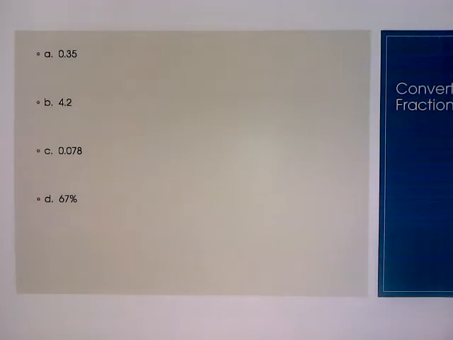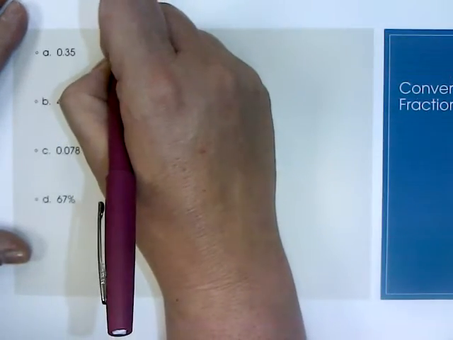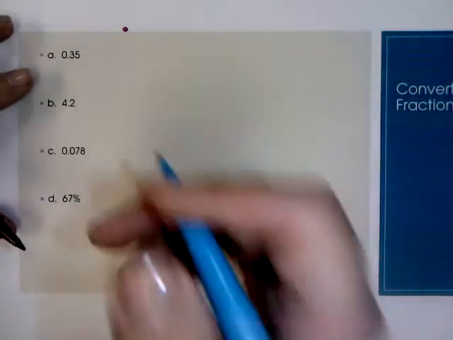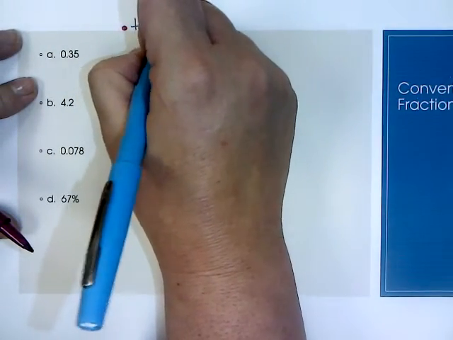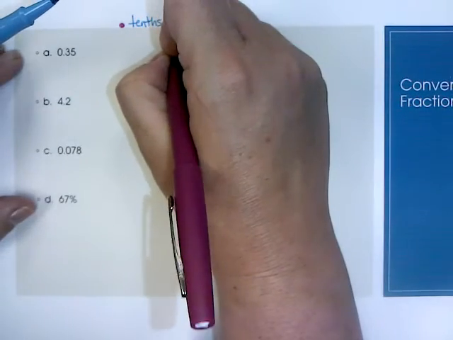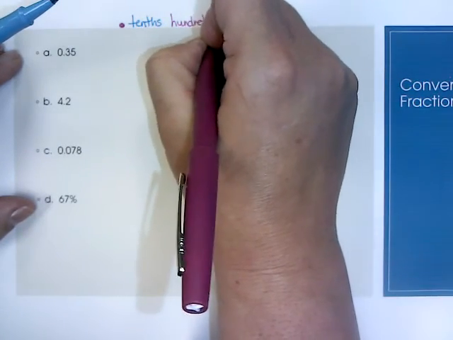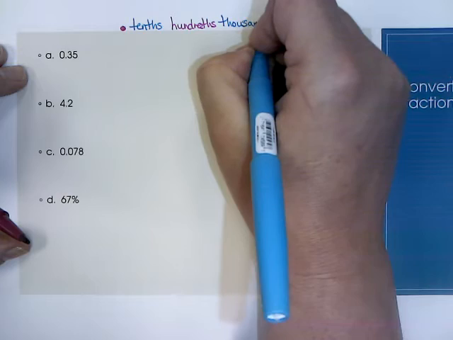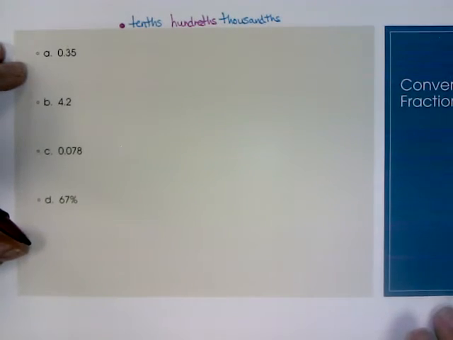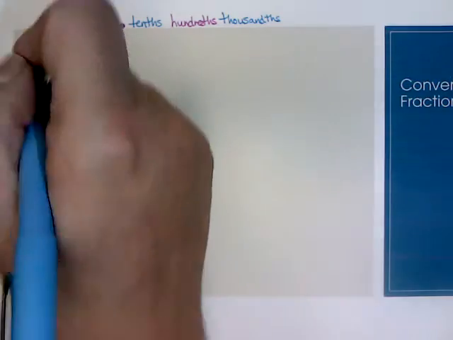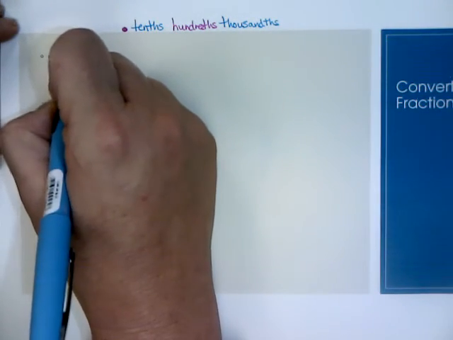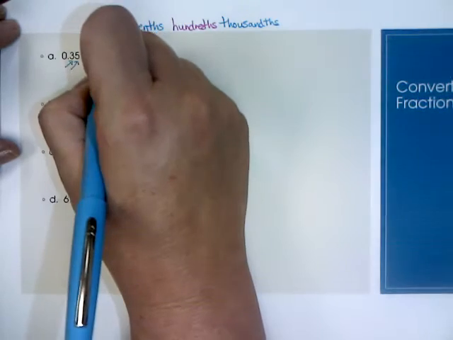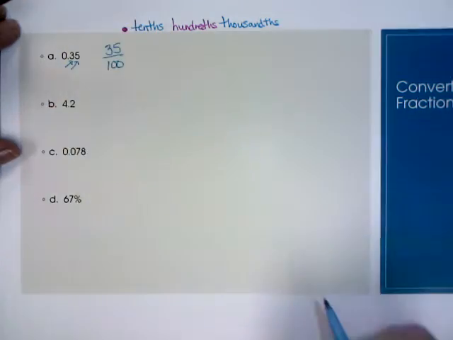The next slide, I am converting all of those items into fractions. So before we get started, something that you have to know before we do this is I have my decimal. When I have my decimal, the first number behind it is going to be in the tenths position. The next number is going to be in the hundredths position. Then the thousandths position. So when I'm looking at letter A, I notice that I have a 3 in the tenths and a 5 in the hundredths. So that's going to give me 35 over 100.